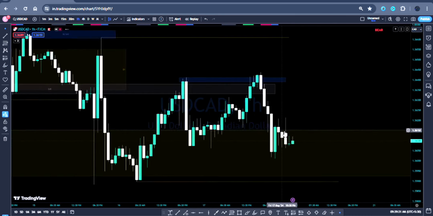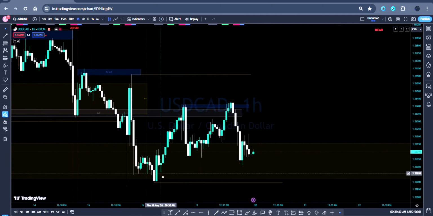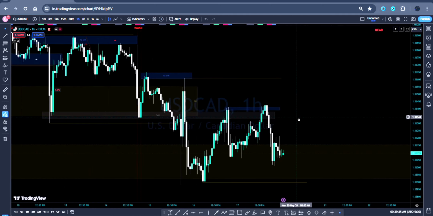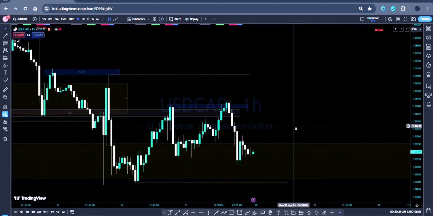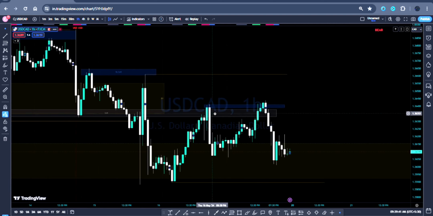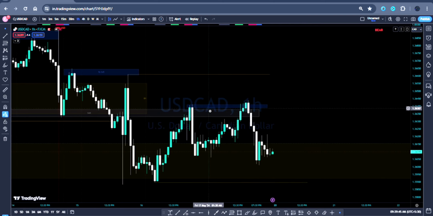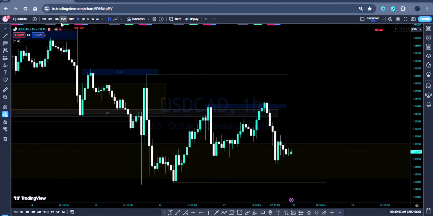Let's go to the H1. On H1, no strong impulse to the upside. That means we can still look for selling. So that was my plan. This was the recent heavy sell-off. So this became my POI for this day, 17th May. When price reaches this area, I will look for a sell-off.